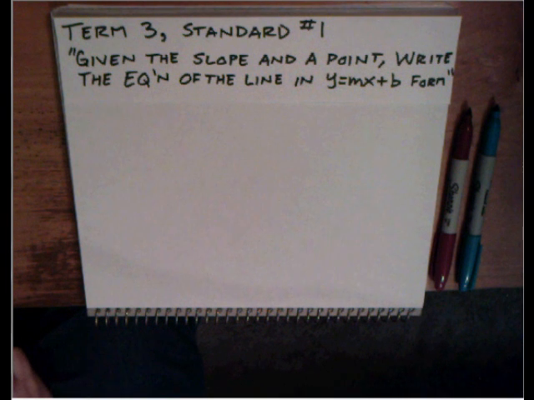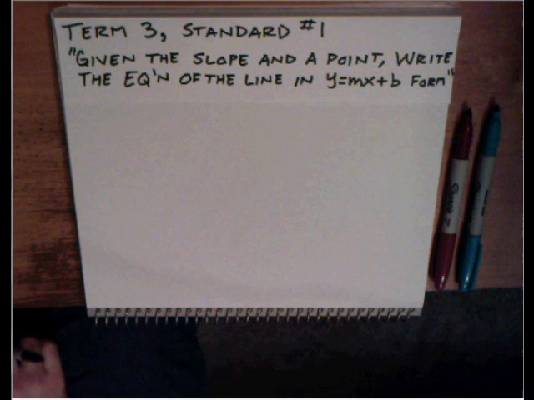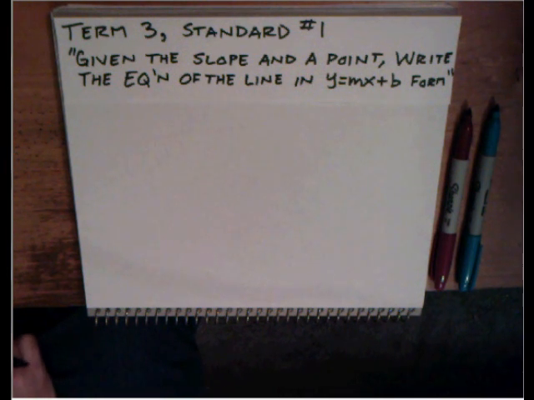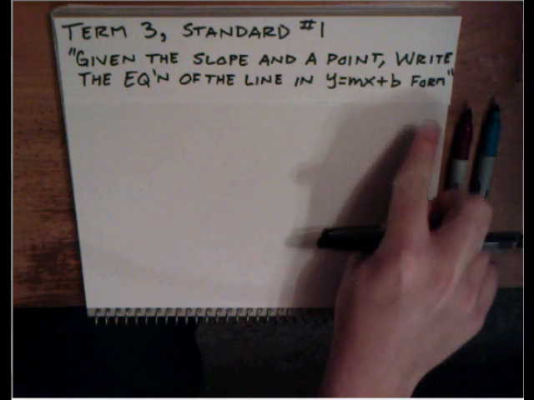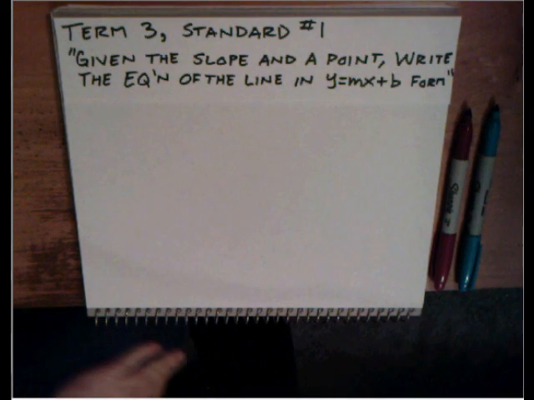So, beginning off, Term 3 Standard Quiz Question number 1 reads, given the slope and a point, write the equation of the line in y equals mx plus b form. So our goal is an equation that's written in the form y equals mx plus b. Nothing real fancy. So first, before we start this, let's just very briefly go over what y equals mx plus b really is.